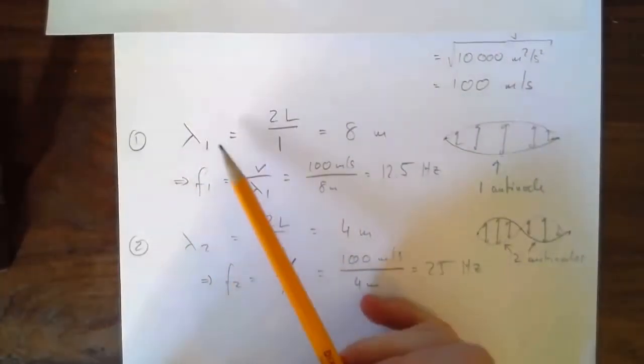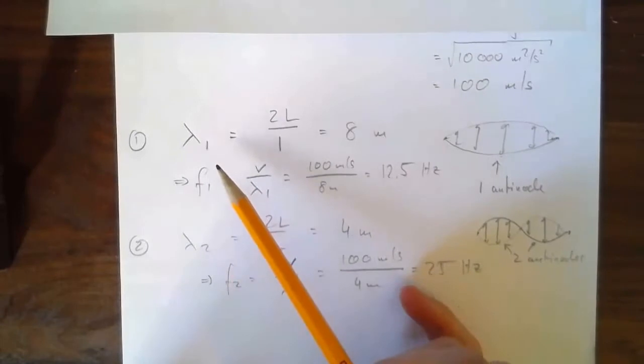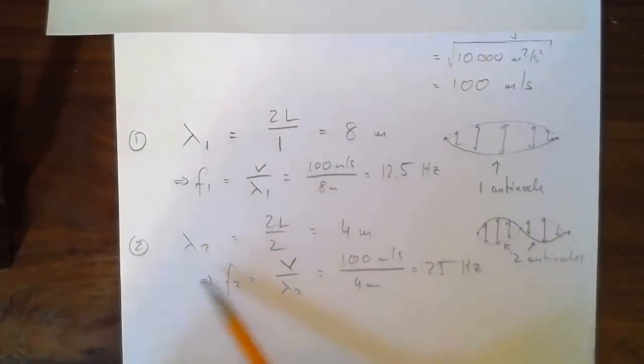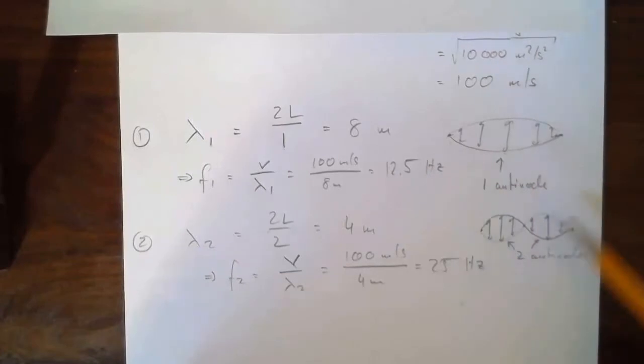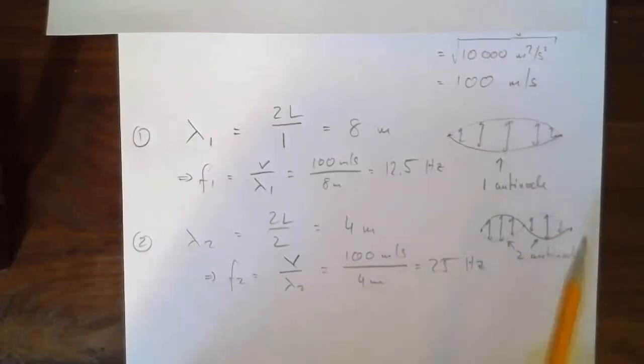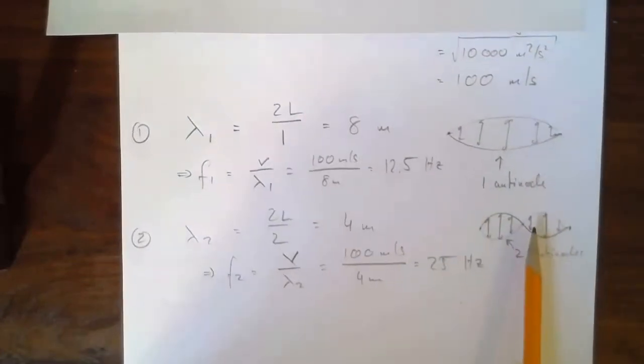This is my first harmonic. It's also sometimes called the fundamental, and this would be called the second harmonic or the first overtone. Of course, the word overtone comes from music, but those are very important if you study the physics of music, which we are going to do in a couple of lectures.